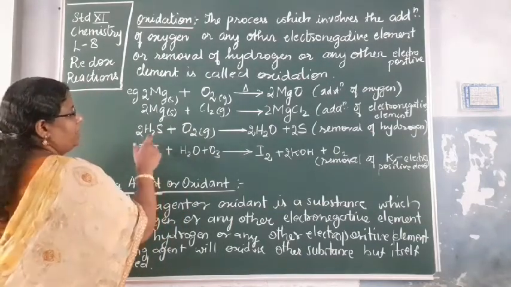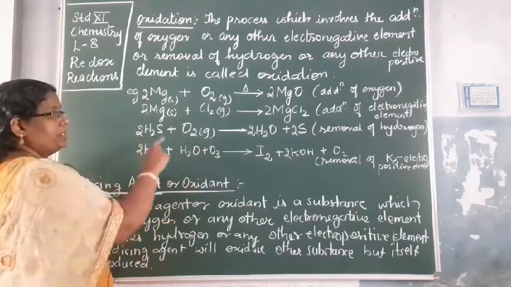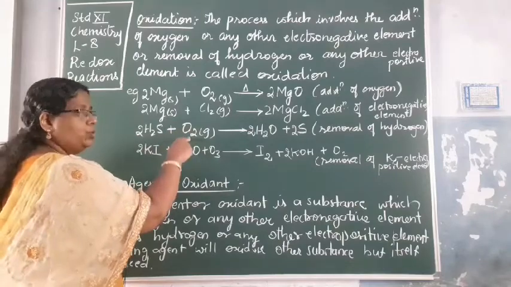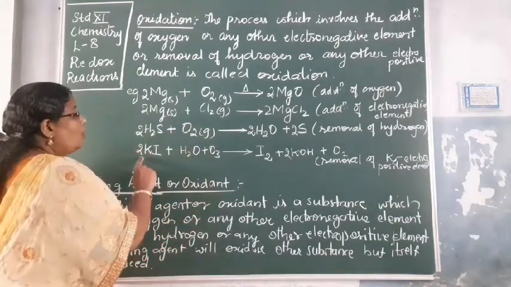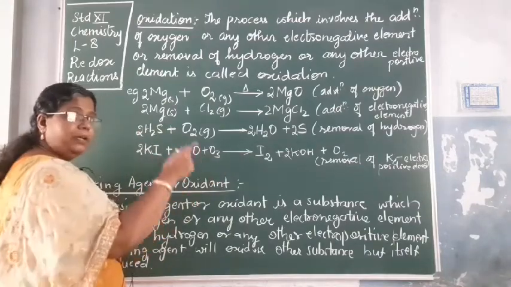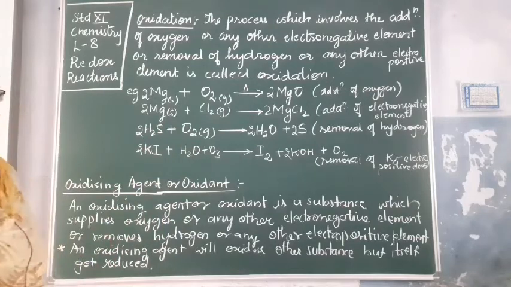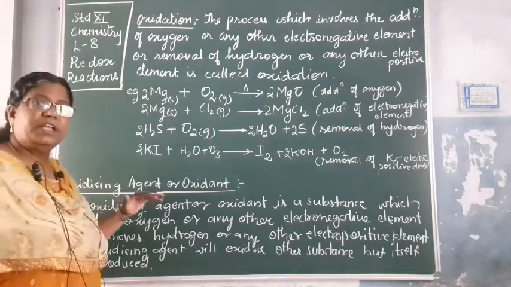ठीक है. Again, who is removing hydrogen from H2S? It is oxygen. So naturally O2 is the oxidizing agent. ठीक है. Who is removing potassium from KI? That is O3. Again O3 is the oxidizing agent. Clear everyone? So that is how you can define oxidizing agent.